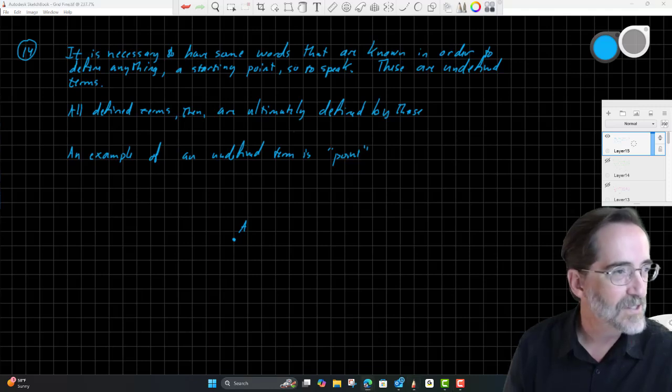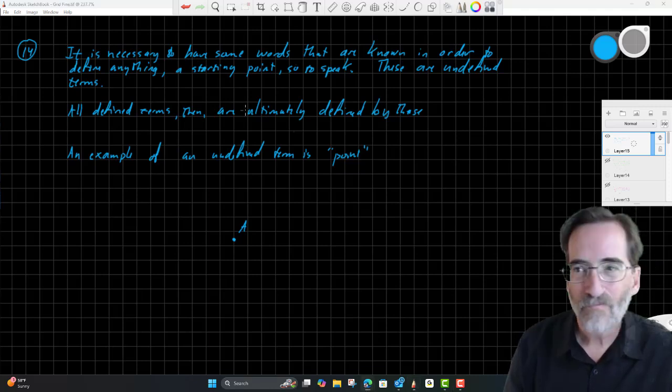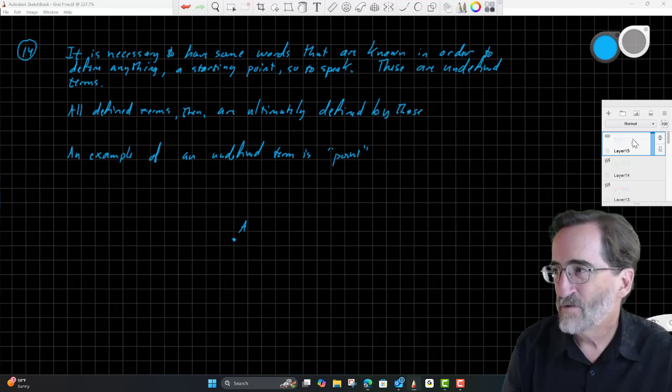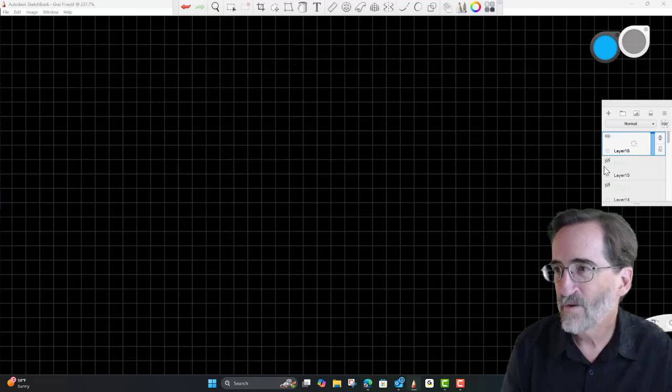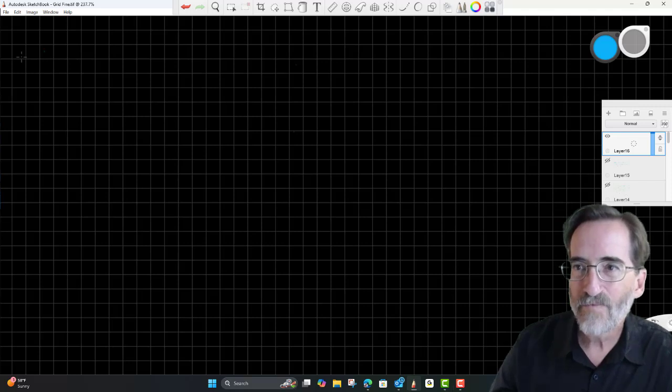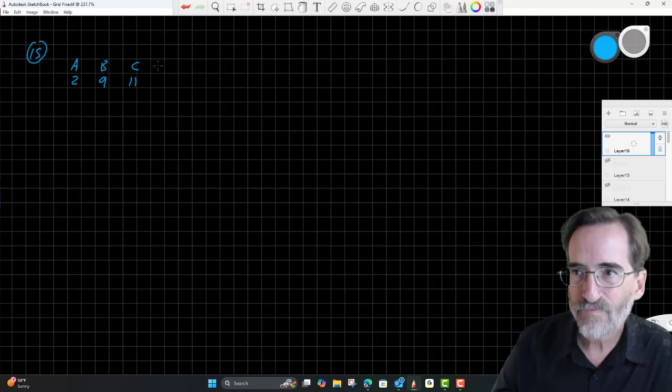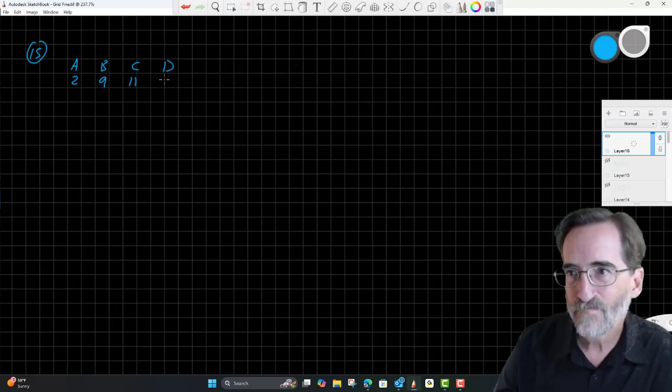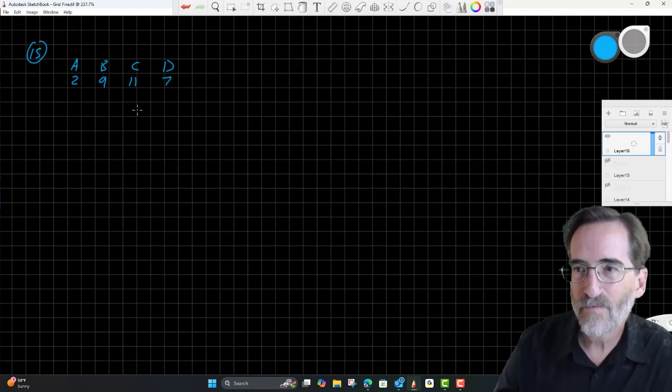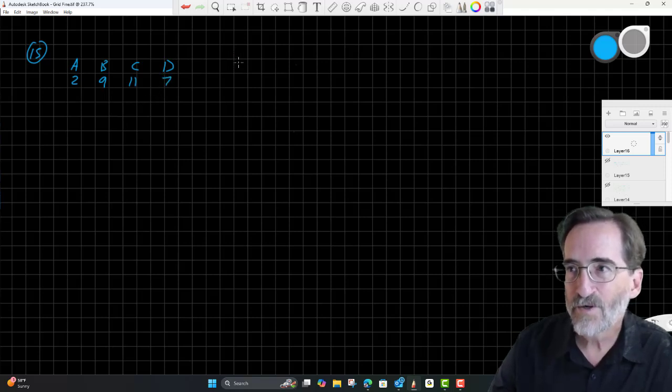Number 15, last question. Okay, we have the sides of a triangle, so number 15. There are straws of these lengths. Length A is 2, length B is 9, length C is 11, length D is 7. Okay? How many triangles are possible?